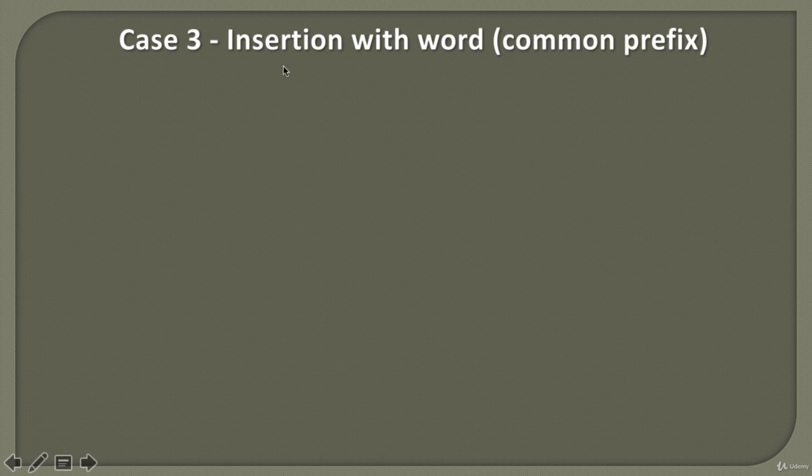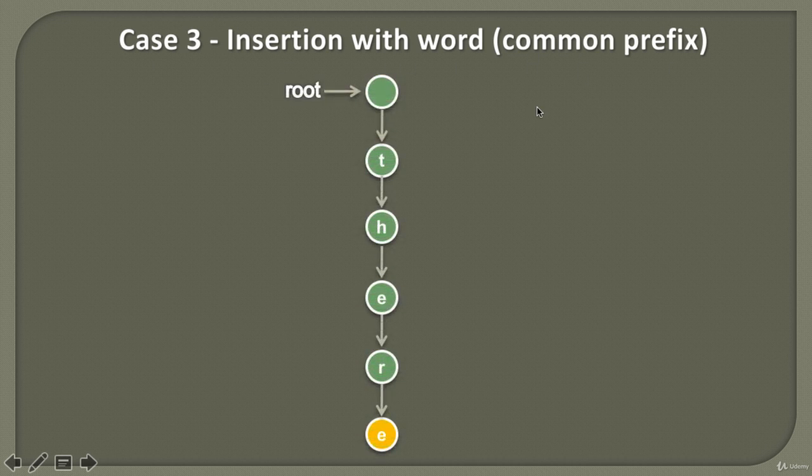Friends, use case 3 is insertion of a word which has a common prefix. So here you can see in our trie there is already one word there. And let's say we want to insert a word there. Here you can see both these words have a common prefix. So the letters T, H, E are also present here. T, H, E. So these three letters are common to both these words. So let's see how we can insert there into this trie.